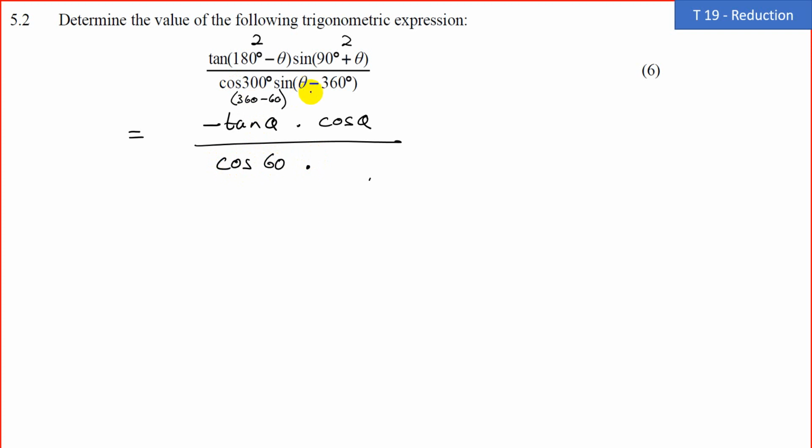Whenever we have theta minus 360, that's a negative angle. So we add 360 to cancel the effect off, and we end up with sine theta.